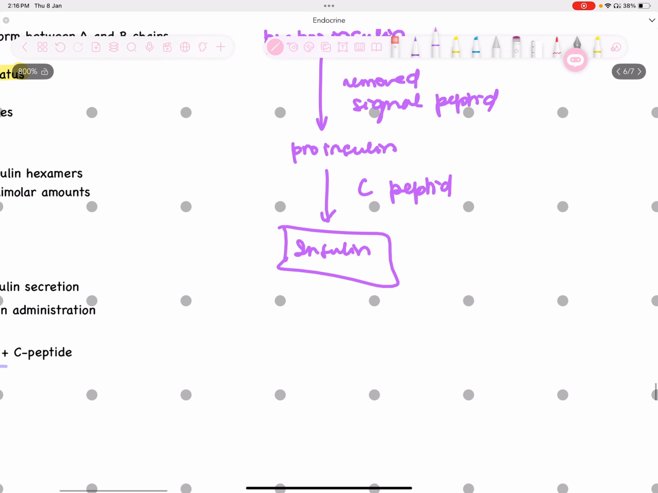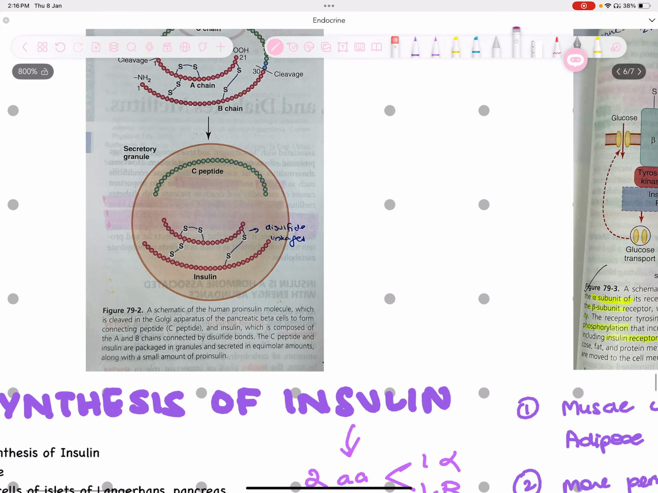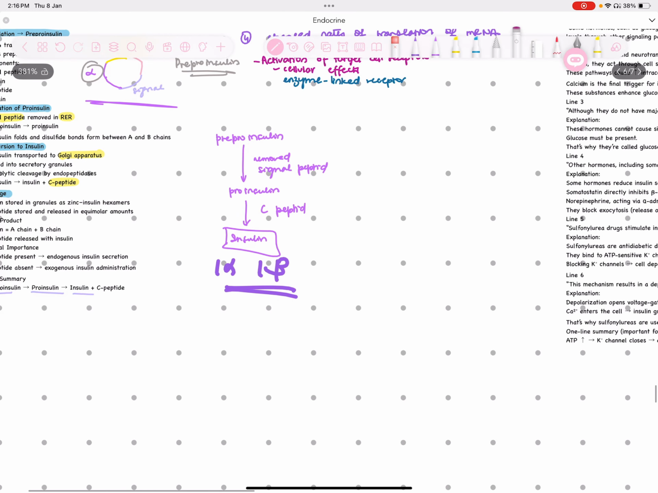Now, what does insulin have? It has one alpha chain, one beta chain, and a lot of disulfide linkages in between them. So here you can see C-peptide is removed. You have insulin, which has alpha and beta subunits with disulfide linkages. And this step took place where? In Golgi apparatus. The first step happened in the rough endoplasmic reticulum, and this step took place in the Golgi apparatus.